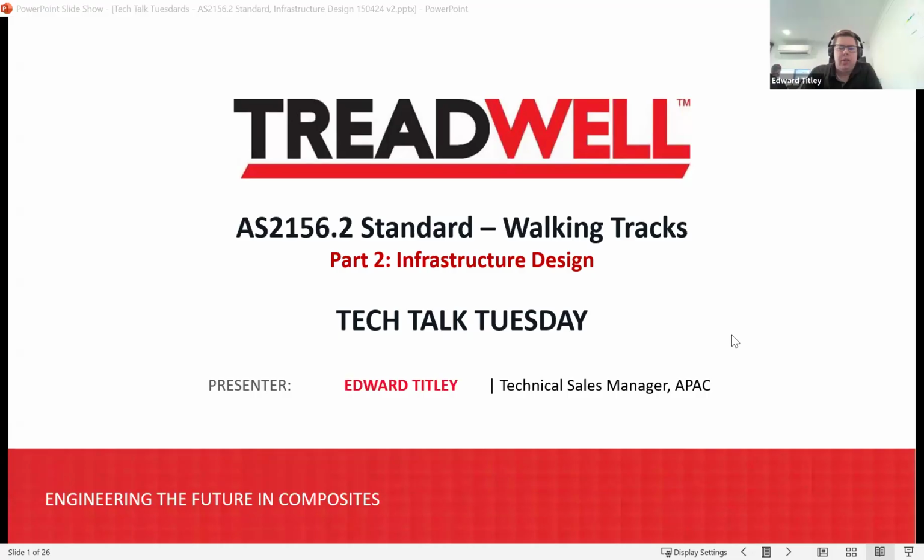And we run through a variety of things: design standards, project examples, product use cases, all that sort of stuff. Today, we are having a look again at AS 2156.2, which is a standard relating to walking tracks and those sort of things. National parks, public access, that sort of stuff.